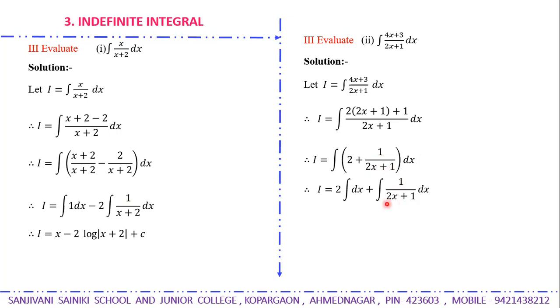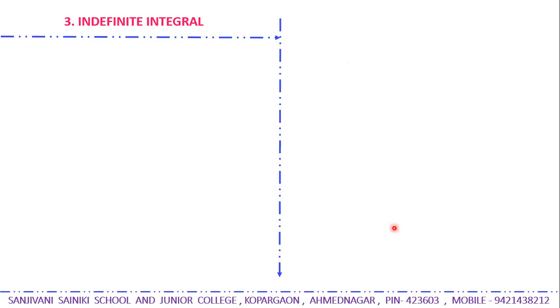So the integral of 1 upon ax plus b is log of modulus of 2x plus 1 upon 2. So the integral is I is equal to 2x plus 1 upon 2 times log of modulus of 2x plus 1 plus c.